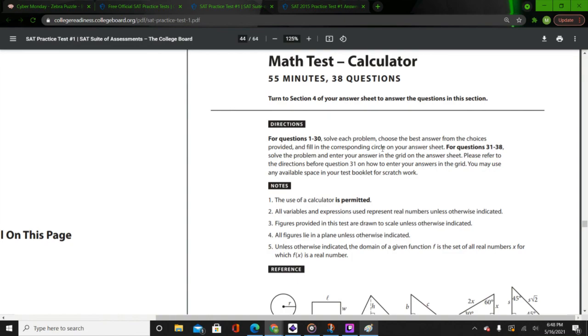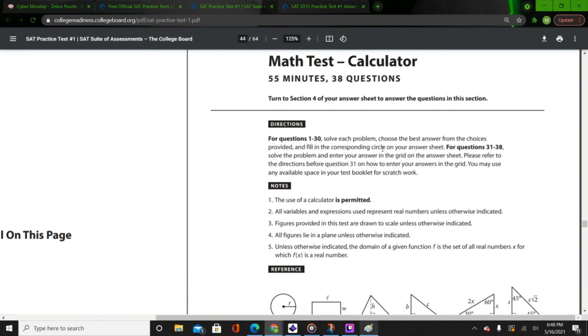Math test. Calculator. For questions 1 through 30, solve each problem. Choose the best answer from the choices provided and fill in the corresponding circle on your answer sheet. For questions 31 to 38, solve the problem and enter your answer in the grid on the answer sheet. Please refer to the directions before question 31 on how to enter your answers in the grid. You may use any available space in your text booklet for scratch work. The use of a calculator is permitted, in which case, do use a calculator.